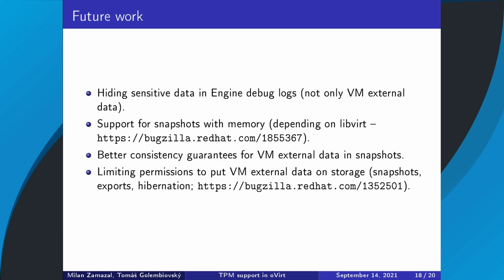Once libvirt implements synchronization guarantees, we can add support for snapshots with memory, even with TPM. Regardless of that, there is still room to make better consistency guarantees for VM external data in snapshots. And the new permission for exporting VM external data to storage may be added.